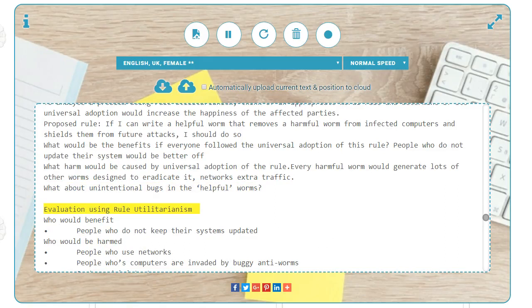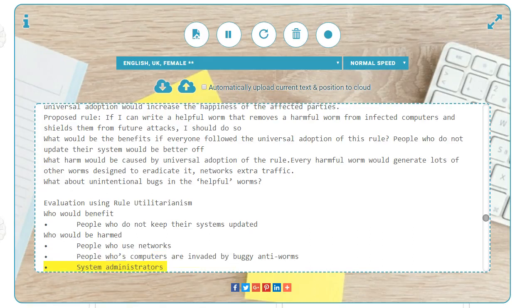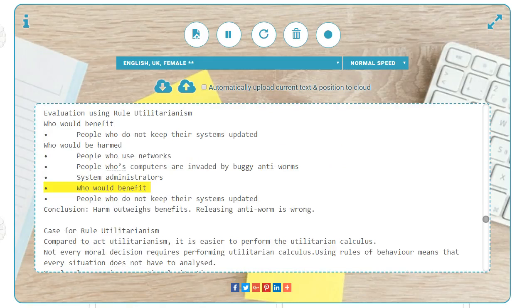Evaluation using rule utilitarianism. Who would benefit? People who do not keep their systems updated. Who would be harmed? People who use networks, people whose computers are invaded by buggy anti-worms, and system administrators. Conclusion: harm outweighs benefits. Releasing the anti-worm is wrong.